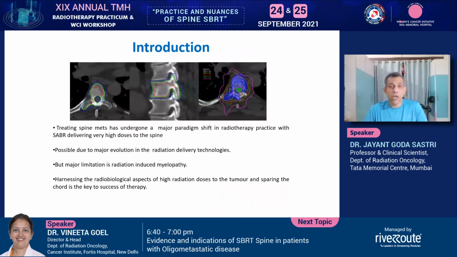Treating spine mets has undergone a major paradigm shift in contemporary radiotherapy practice, with SABR delivering very high doses to the spinal mets. And this has been possible due to major evolution in radiation delivery technologies. However, one major limitation still remains, that is radiation-induced myelopathy, because of the proximity of the spinal cord to the target organ. Therefore, harnessing the radiobiological aspects of high radiation doses to the tumor and sparing the spinal cord remains the key to the success of therapy.